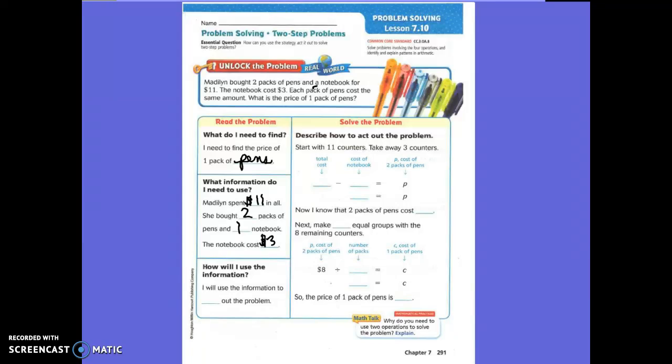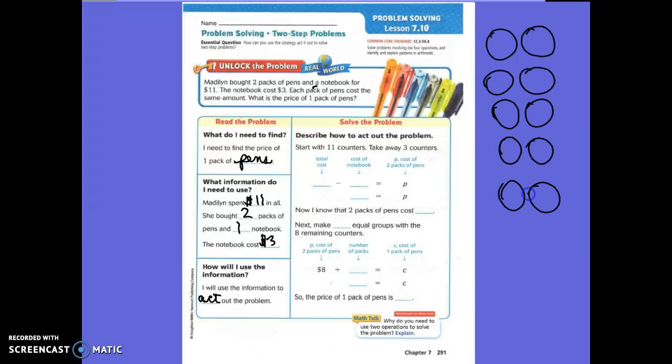How will I use the information? I will use the information to act out the problem. Remember, I told you on the daily objective, we are going to be acting out the problem. So what we would do is start off with 11 counters. 1, 2, 3, 4, 5, 6, 7, 8, 9, 10, 11. Take away three counters. One, two, three.